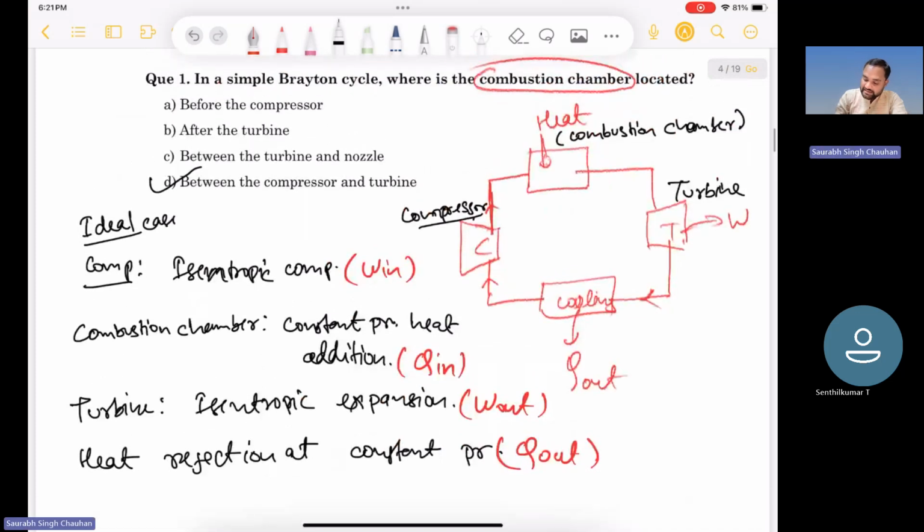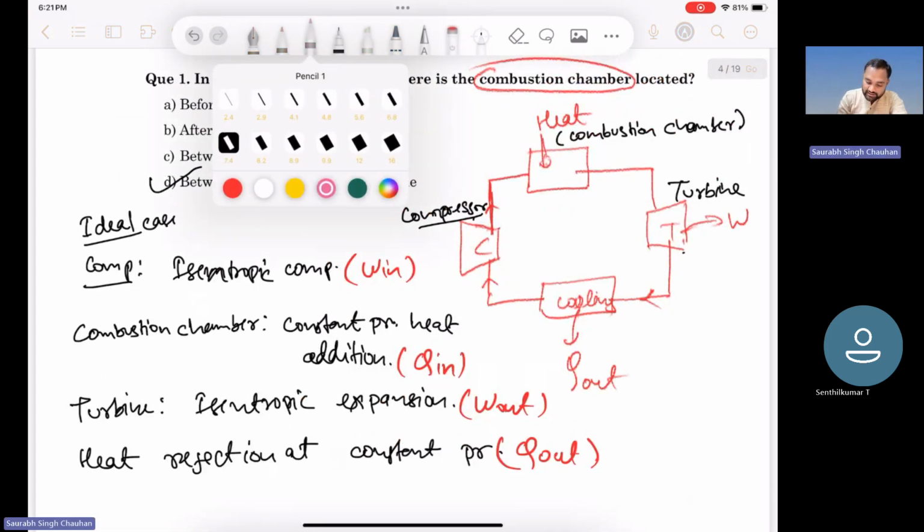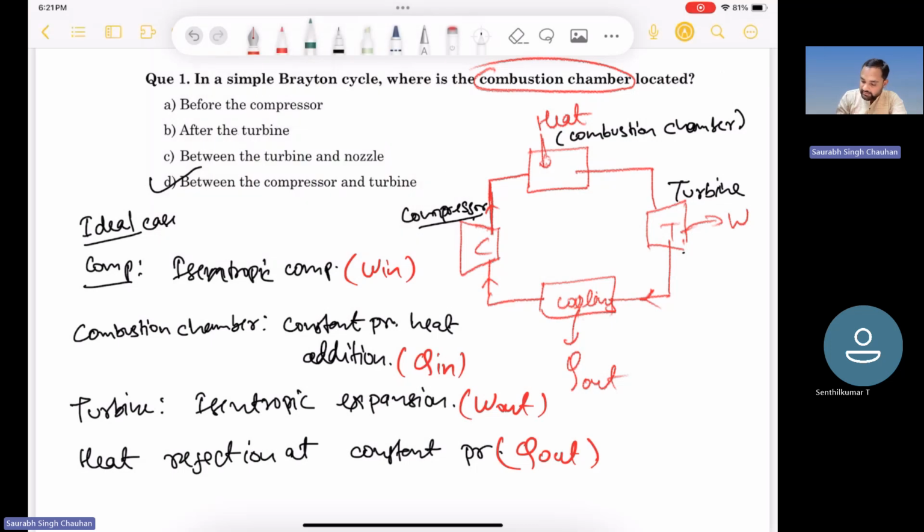So the gases which are coming out from the turbine are quite hot, right? And whatever you are sending into the combustion chamber, why are we sending these gases into the combustion chamber? So we can add some heat. And some heat is available at the exit of the turbine. So instead of wasting that heat, we can utilize that heat.